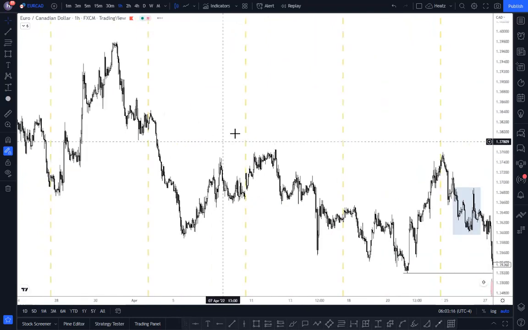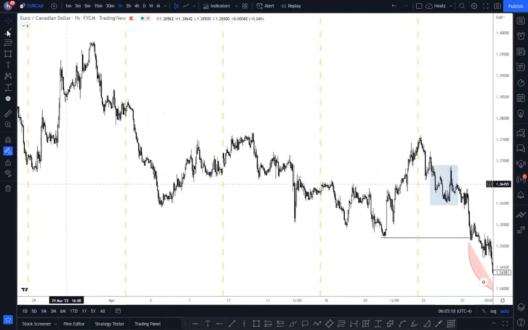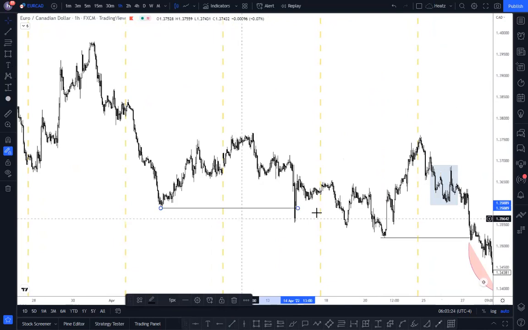Even as price went to this low here, it gave us lower low, lower high, lower low, lower high, lower low.